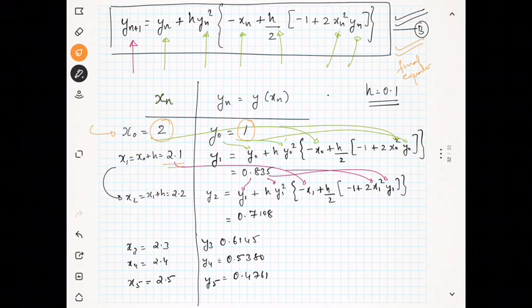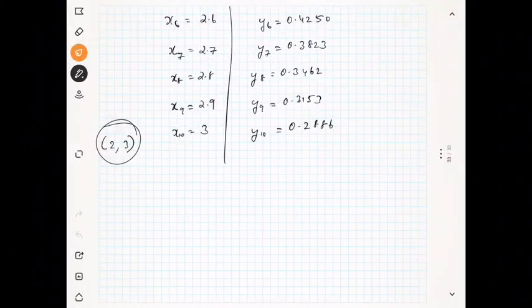Once you get y1, then for x2 you will find y2, then for x3 you will find y3, for x4 you will find y4. Like this you will proceed and continue until you reach 3, because we want to calculate in the interval between 2 and 3, and the initial condition has been given. Then we will calculate the whole thing.